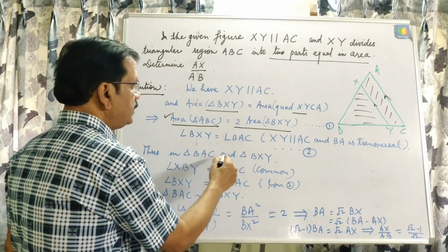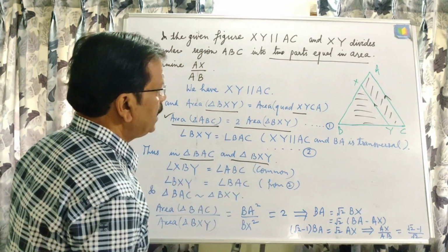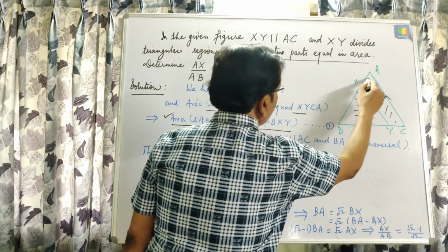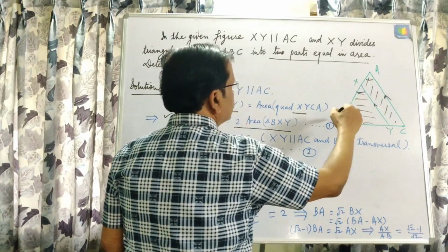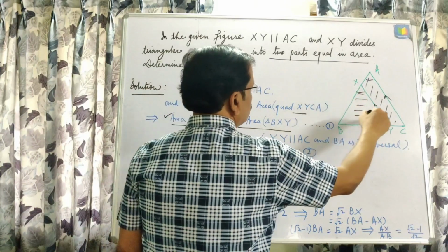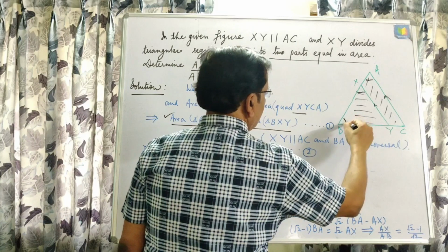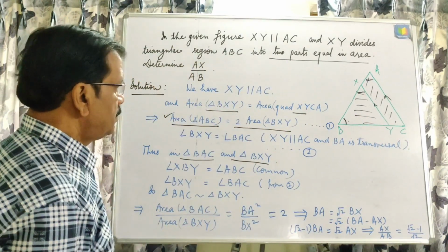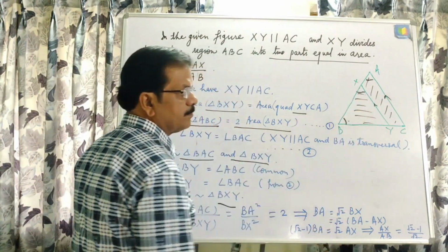Now in this triangle BXY and BAC, these two angles are equal because these two lines are parallel. This line intersects, so corresponding angles are equal. So taking these two triangles, this angle is equal to this and this angle is common. So by angle-angle axiom of similarity, triangle BAC is similar to triangle BXY.